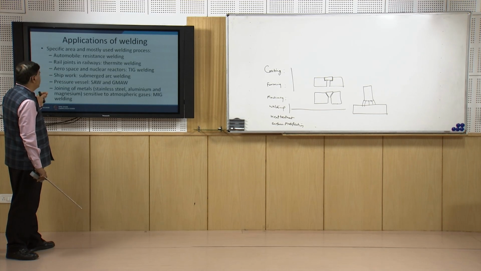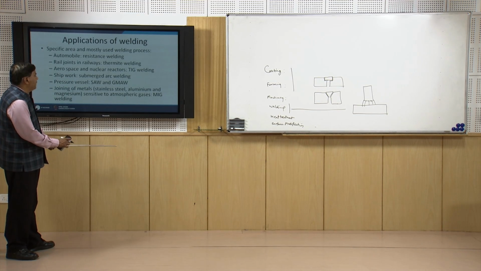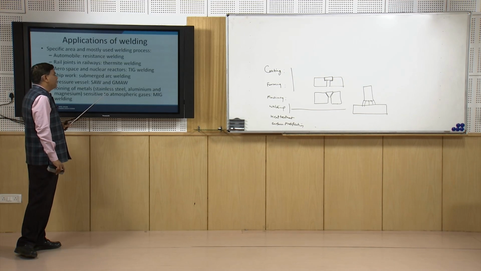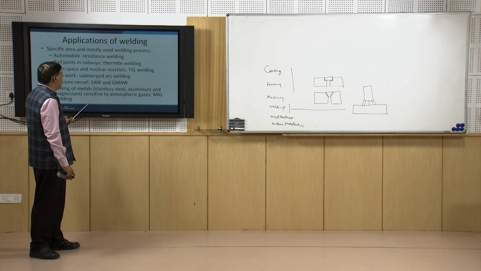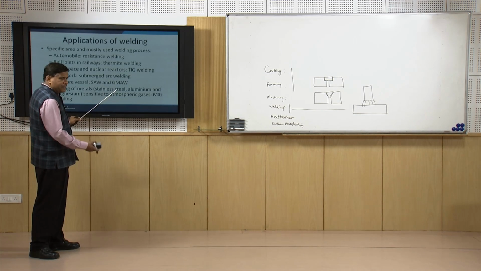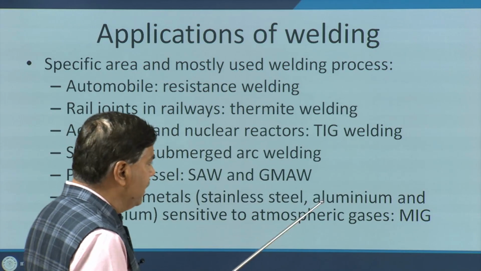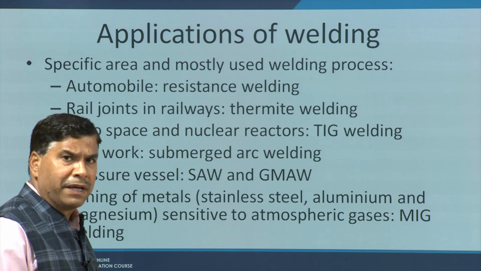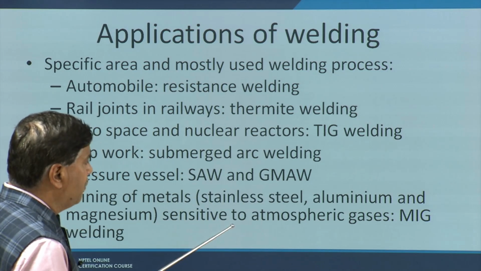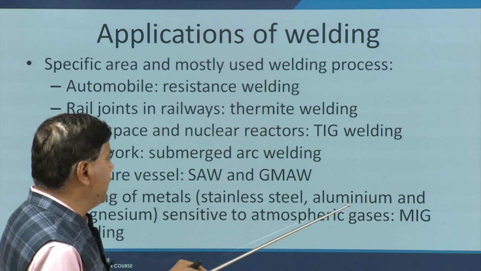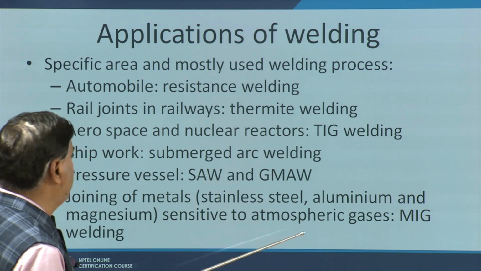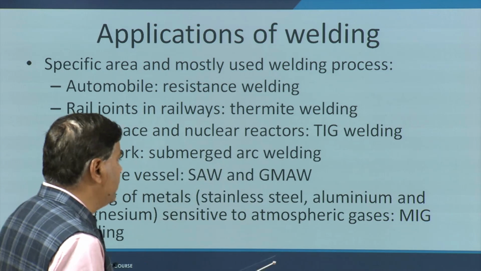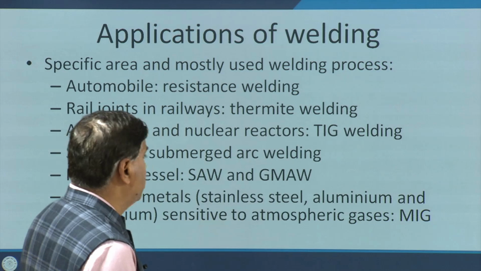And then for joining the reactive metals, like stainless steel, the presence of chromium forms oxides easily, so its welding becomes difficult using the normal shielded metal arc welding process or gas welding process. Similarly, aluminum and magnesium both form oxides which are refractory in nature, and therefore proper protection is needed during the welding of these metals, and therefore gas metal arc welding or TIG welding is normally used for joining the metals which are reactive in nature.